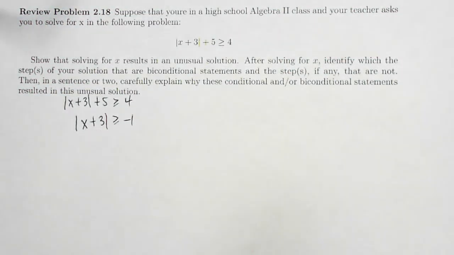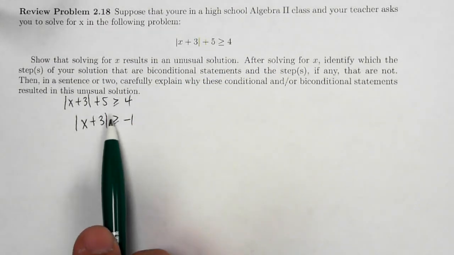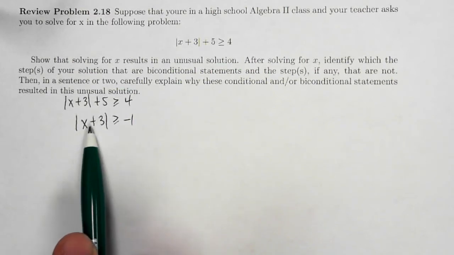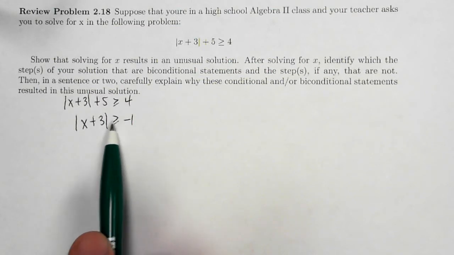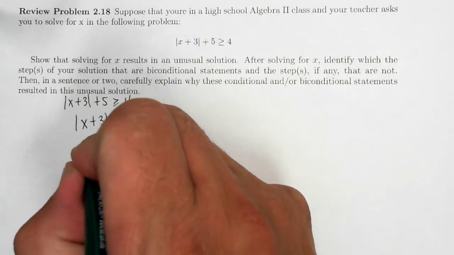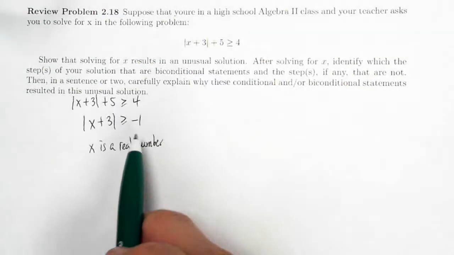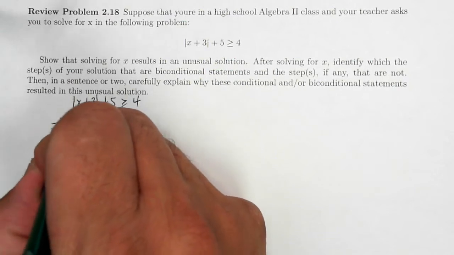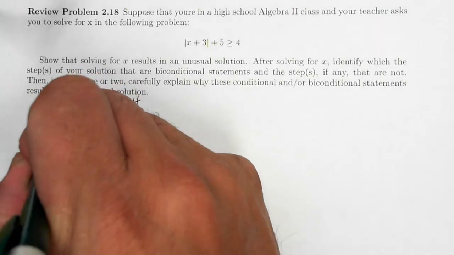I end up here. And this looks funny because the absolute value is something greater than or equal to negative 1. That has to happen. The absolute value of something has to be 0 or larger. And so this statement here is always true for every real number. So x is a real number. So this first statement implies the next statement, and that means that if x is a real number, then it's a solution. Now these are if and only if statements.